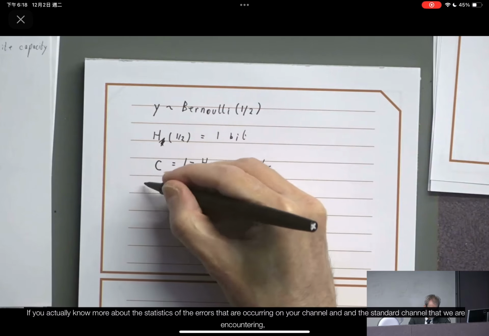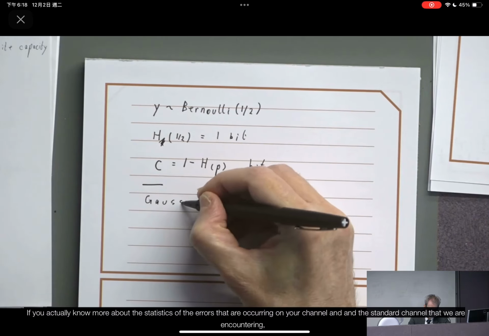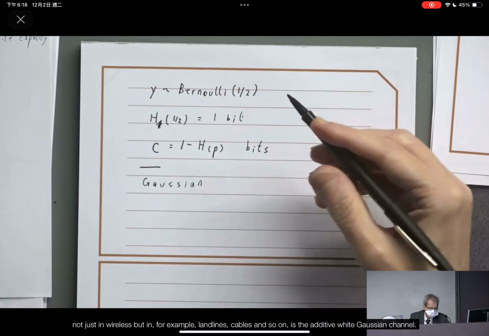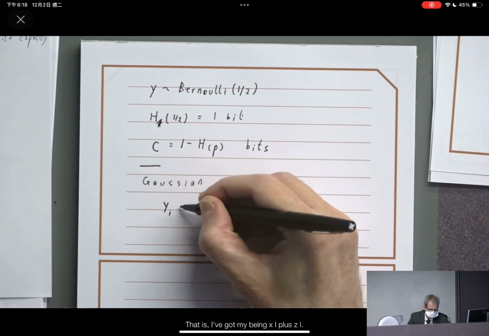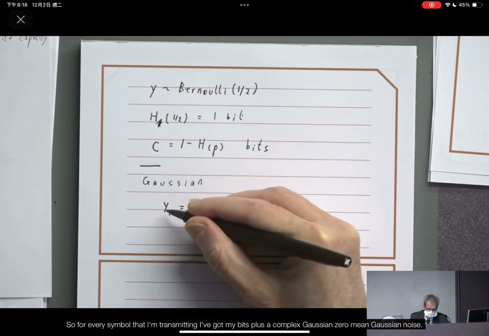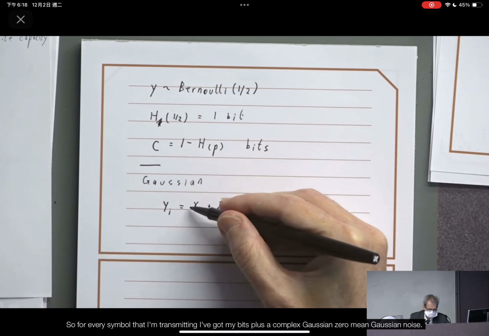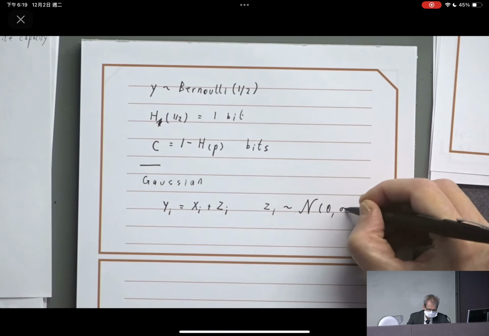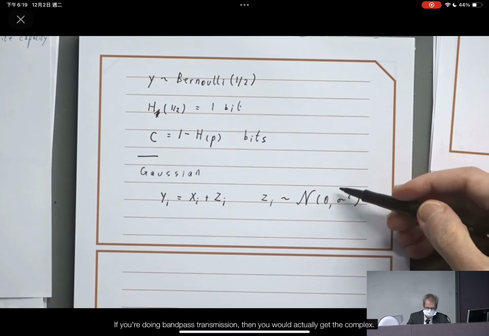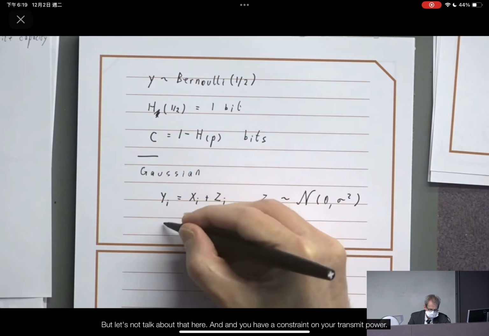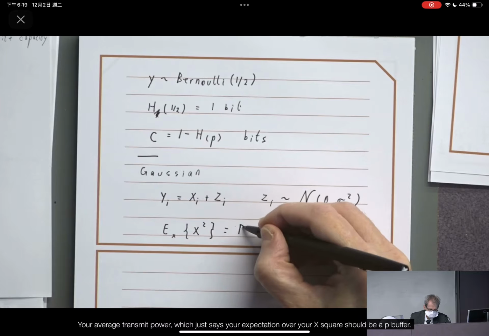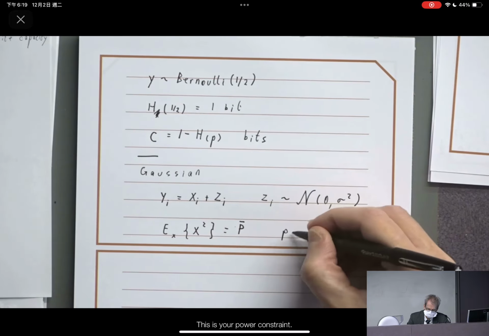The standard channel that we encounter, not just in wireless but in, for example, landlines, cables, and so on, is the additive white Gaussian channel. That is, I've got my y_i being x_i plus z_i, so for every symbol that I'm transmitting, I've got my bits plus a zero mean Gaussian noise. If you're doing bandpass transmission, then you would actually get the complex case, but let's not talk about that here. And you have a constraint on your transmit power: your average transmit power, the expectation over x squared, should be P bar. This is your power constraint.